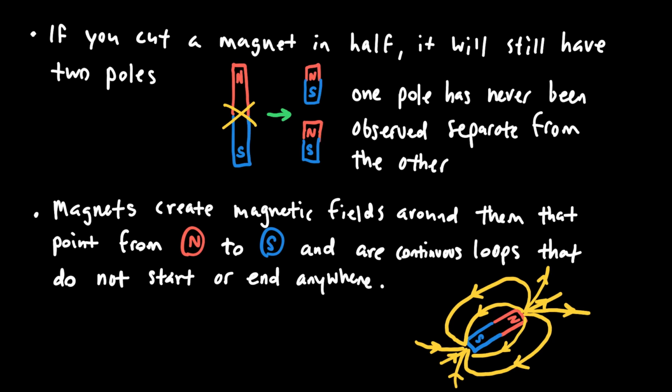Those are just names that we give to things, but similar to how we call charges positive and negative, we call poles north and south. It helps us distinguish between the poles that attract and the poles that repel, which work the same way that charges do. Like charges repel and opposite charges attract, and the same thing goes for poles.